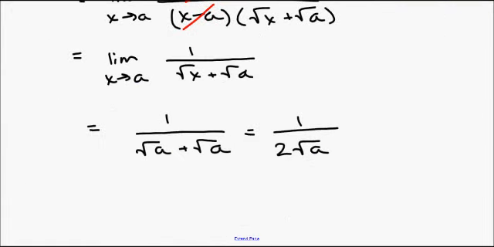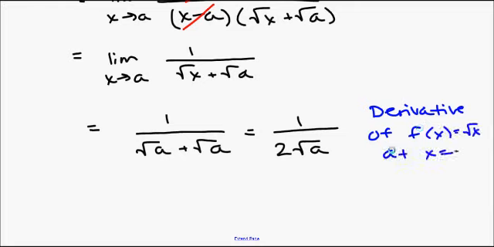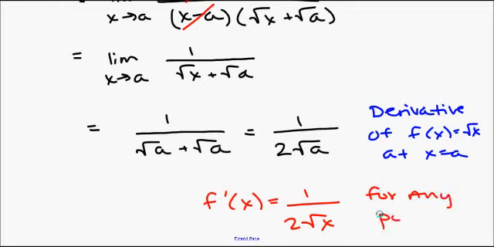So this is the derivative of f of x equals square root x at x equals a, at that point. If you wanted this to be for any point in the function, then your derivative f prime of x would just be 1 over 2 root x. So this is for any point in f of x. Okay, so that's the only difference between these two. This is general, this is specific.